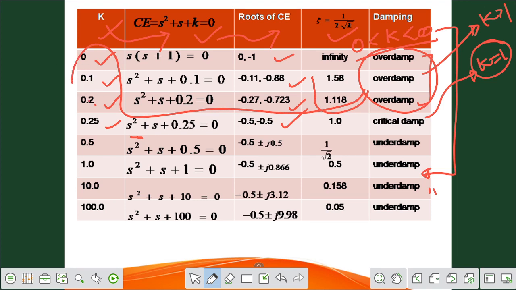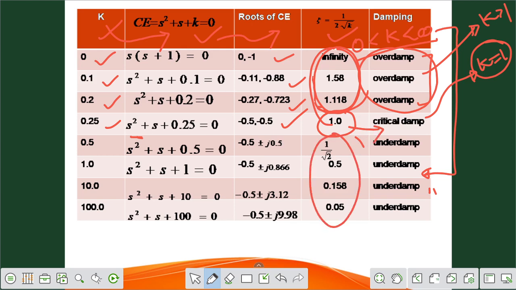Sorry, zeta value, not k value, zeta value. You can see directly, just a minute. Okay. You can see the picture here, overdamped. That means the k value is greater than 1, so the system is an overdamped system. If the k value is 1, this is a critically damped system. If the k value is less than 1 and varies from 0 to 1, that is an underdamped system.